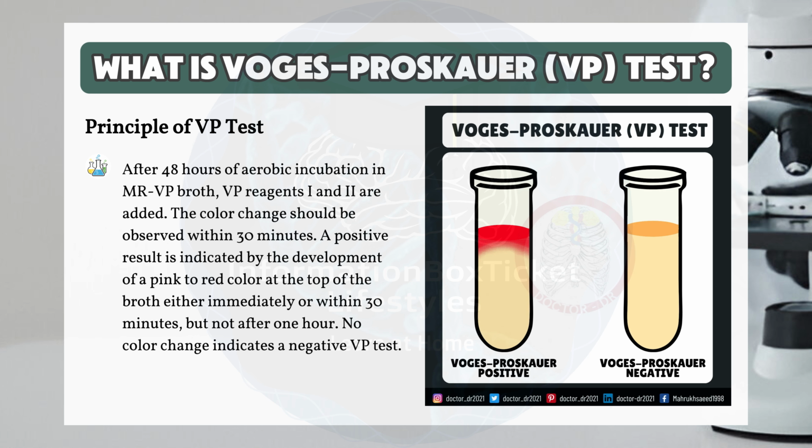A positive result is indicated by the development of a pink to red color at the top of the broth, either immediately or within 30 minutes, but not after 1 hour. No color change indicates a negative VP test.